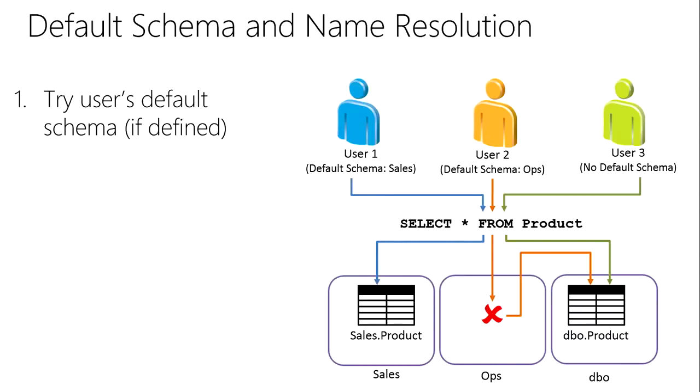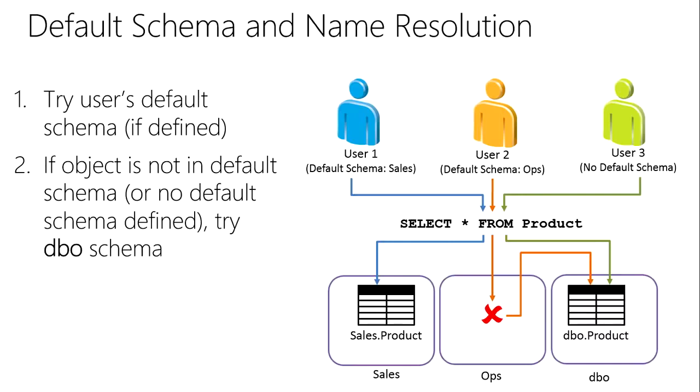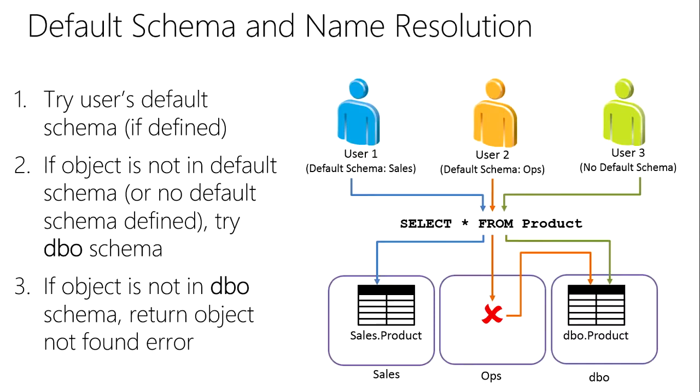And if that object doesn't exist within your default schema, then we'll try the DBO schema. And if it doesn't exist within the DBO schema, then we'll return an object not found. So that's fine and straightforward and easy to follow, but where we've seen this cause a problem, and this leads on to the tip around always using the two-part naming convention of schema and object name, is really in scalability. If you have a user in the sales schema and it is referencing an object in the DBO schema, it will work.